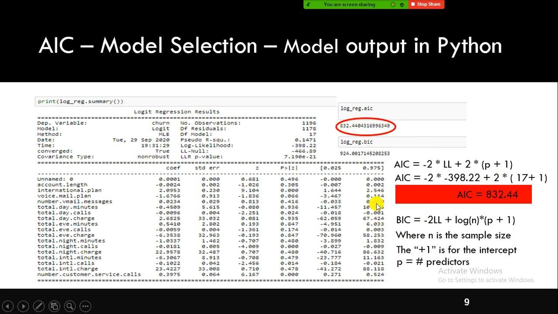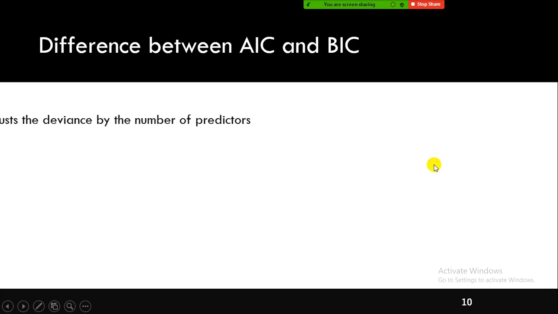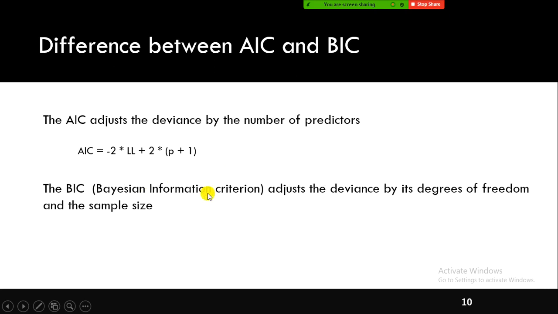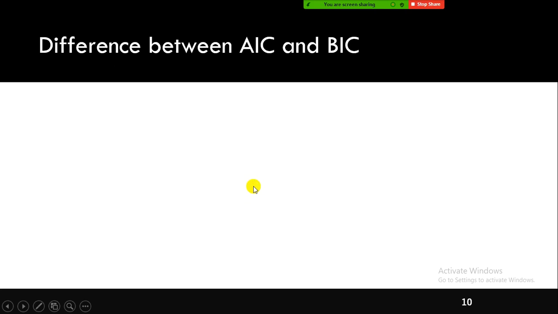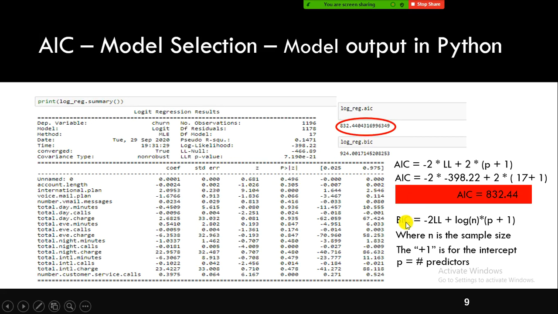The next one is something else called BIC. BIC stands for Bayesian information criterion. Both the AIC and BIC fall under information criteria. This is one kind of index or metric. The formula for the BIC is this one. This is slightly different from the AIC's formula.